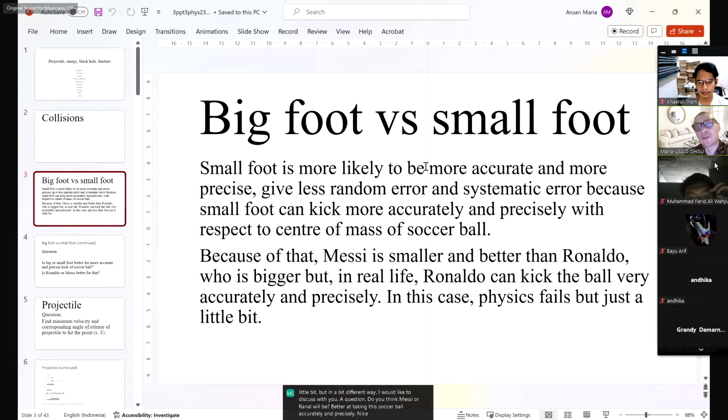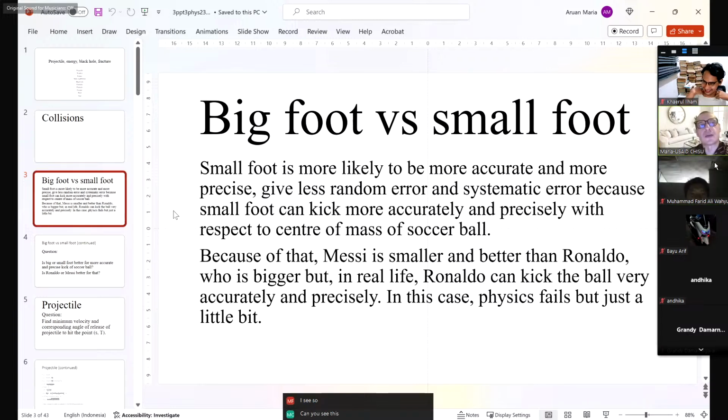Messi is small and Ronaldo is big. Messi has a small foot, Ronaldo has a big foot. So who do you think can kick the ball more accurately and more precisely? What do you think? Messi, sir.